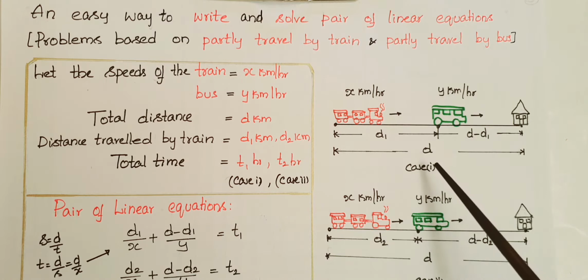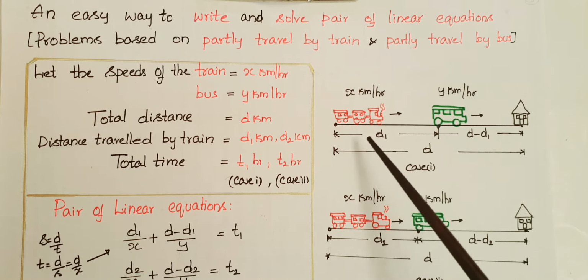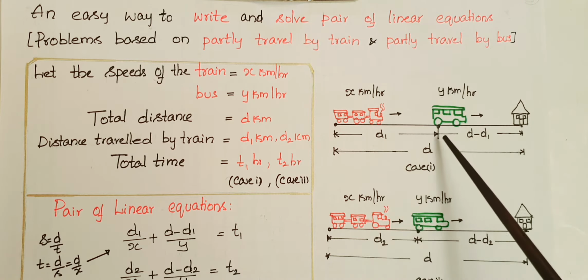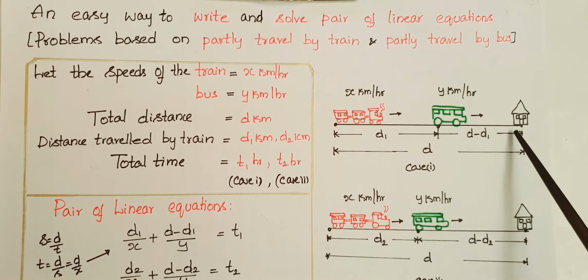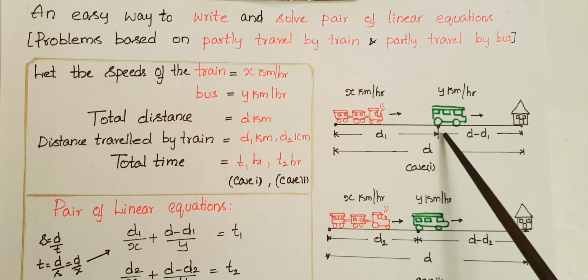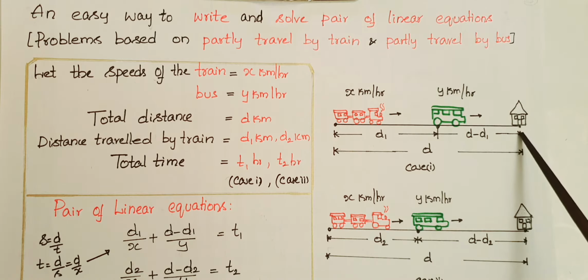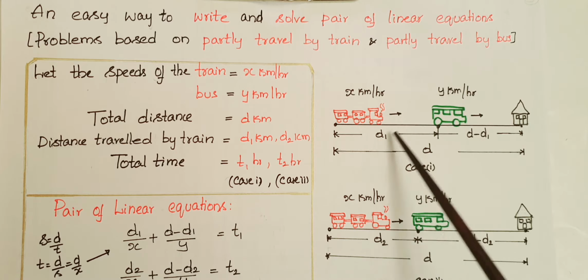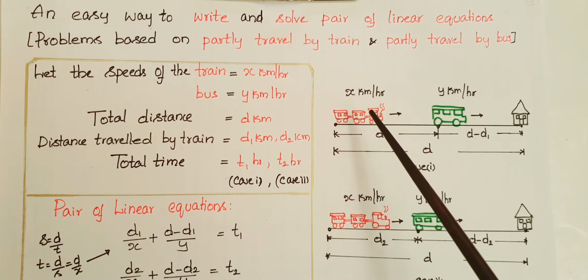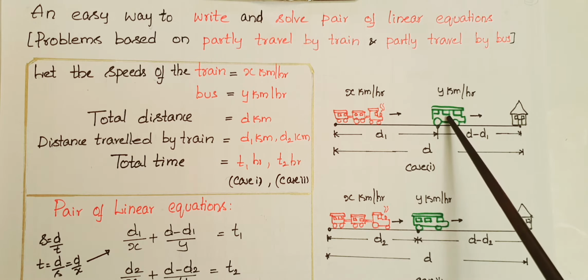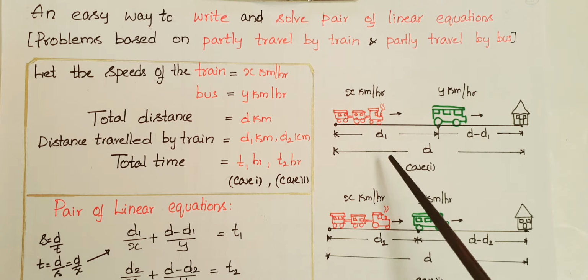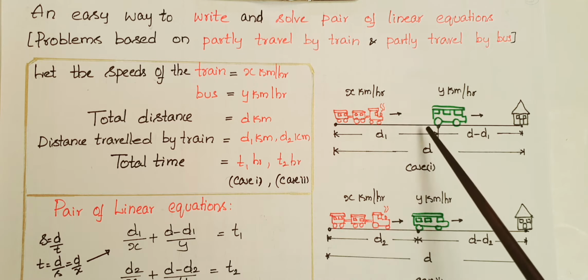And in these type of problems, generally the given values are the distance traveled by the train and the total distance. So the remaining distance, from this point to the destination, is d minus this distance. So here the speeds of the train be x kilometer per hour and the bus y kilometer per hour, and the total distance be d kilometers, and distance traveled by train, that is d1 kilometers.